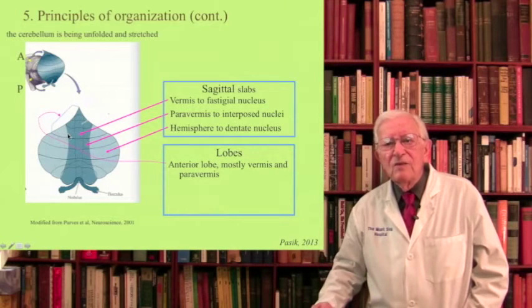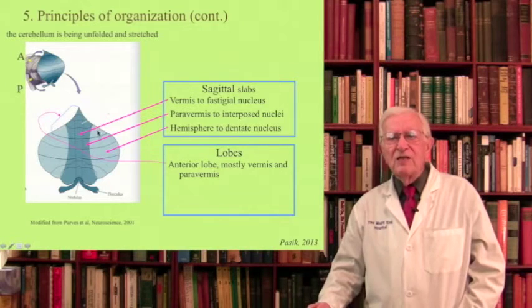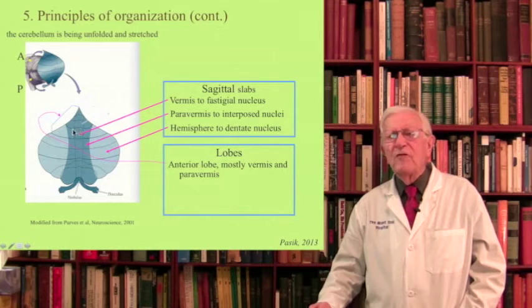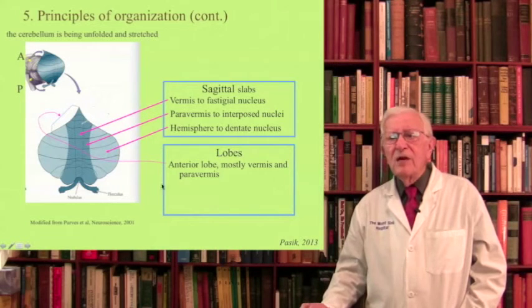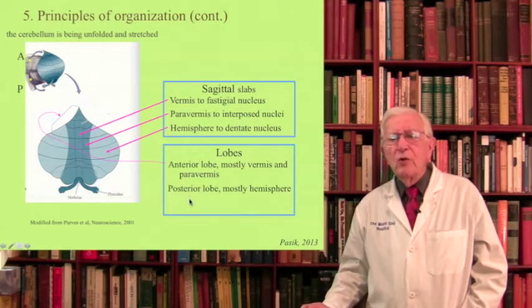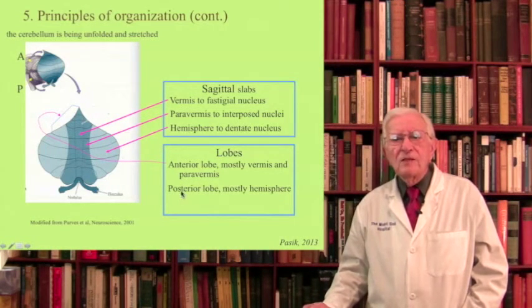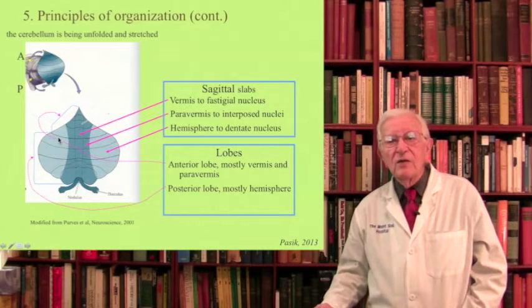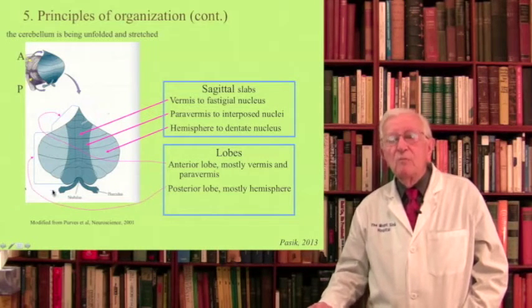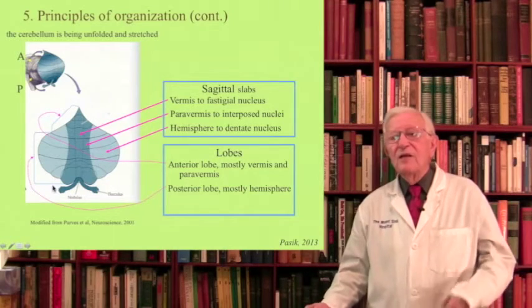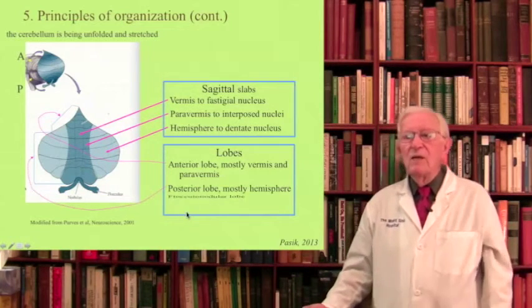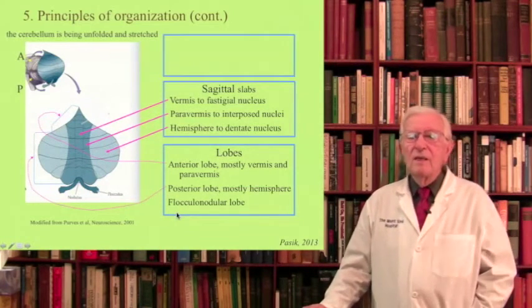This is the big fissure. So this is the anterior lobe. But you can see that the anterior lobe is mostly vermis and paravermis. It's very little of hemispheres. And similarly, the posterior lobe, that is all that from here to here, is mostly hemisphere. And then you have the remainder, which is the flocculonodular lobe.